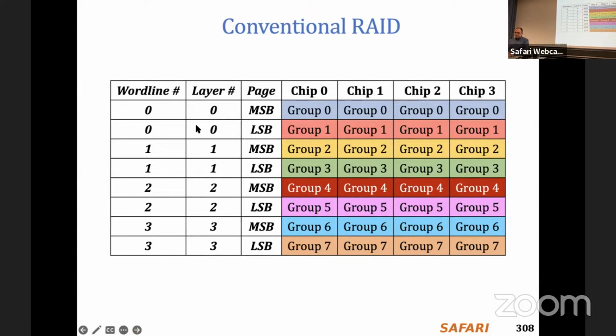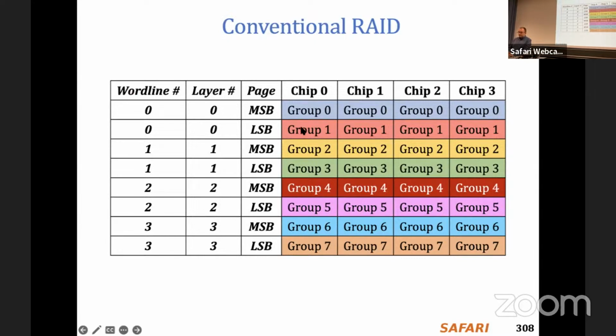There are some layers that are more prone to error. For example, this layer number 2, that's what we observe. Layers that are sandwiched between different layers are more prone to error. So group 4 has more errors.